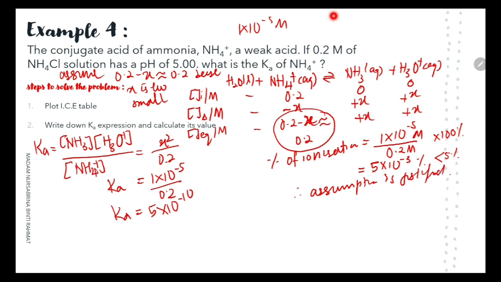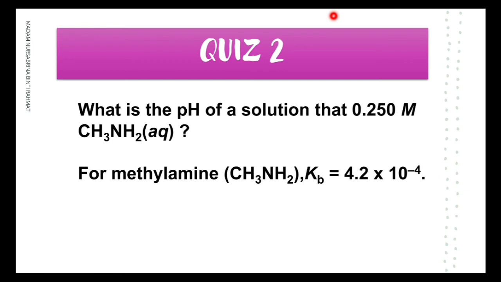Okay, so we are done. I already gave you all 4 examples involving calculations of Ka or Kb, and from the Ka or Kb you need to calculate the pH value. Now let's check your understanding with this quiz. You have another amine and you need to calculate the pH of the amine from the given Kb. Make sure you follow the guidance that I gave you through the 4 examples.